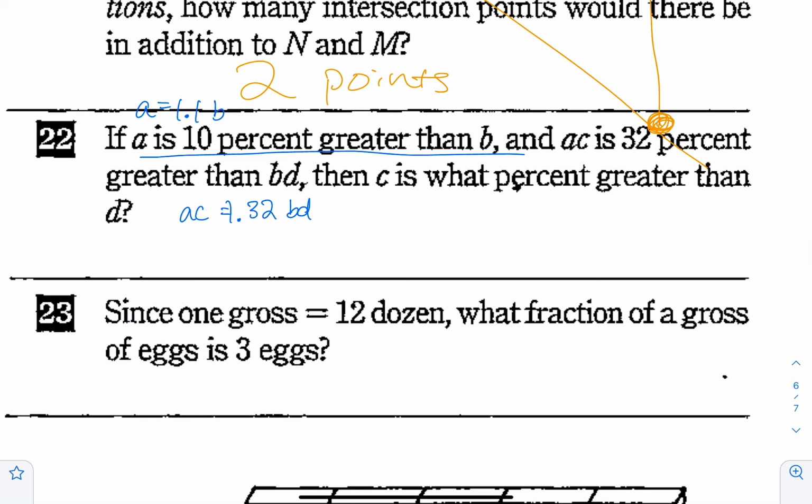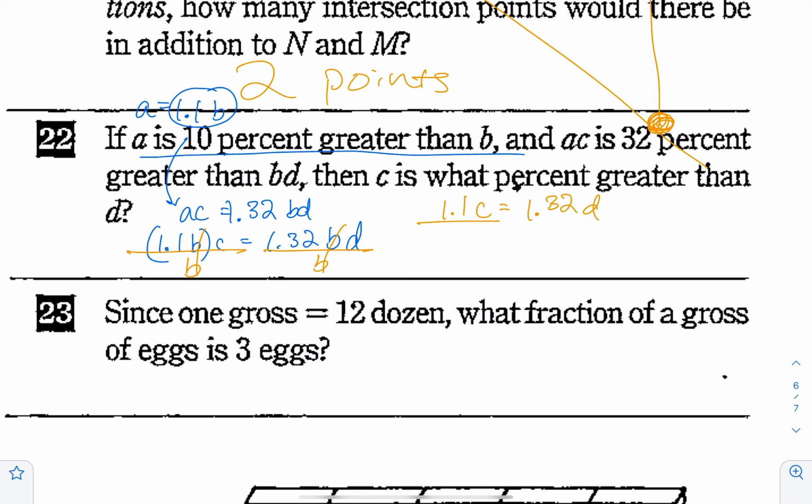And here you can replace A with 1.1B. You have 1.1B times C is equal to 1.32 BD. B you just leave there. And then from here, you can divide both sides by B. So you get 1.1C is equal to 1.32D. I want to divide by 1.1 on both sides.